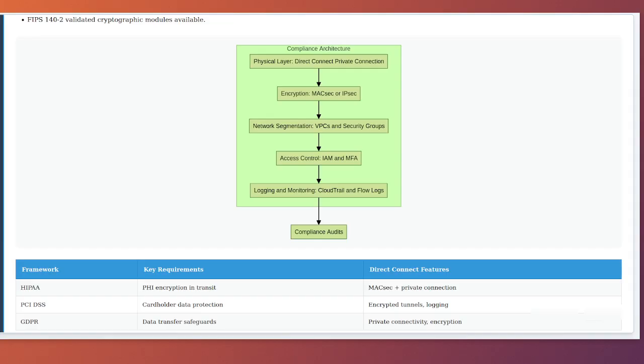For international data transfers, understand how Direct Connect interacts with regulations like GDPR in Europe. The private nature of Direct Connect can be part of your data protection impact assessment, demonstrating appropriate technical and organizational measures to protect personal data during transfer. If you are using AWS services in Europe and transferring data back to on-premises locations outside Europe, ensure you have proper legal mechanisms in place such as standard contractual clauses.